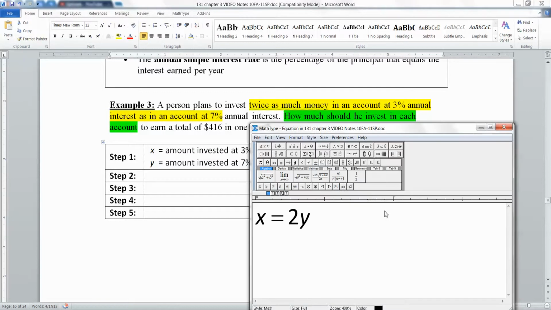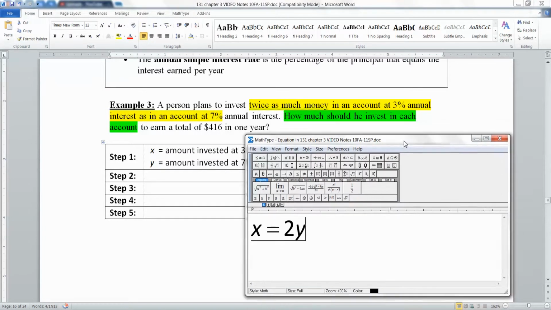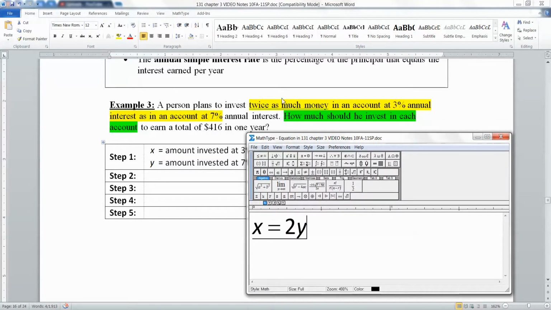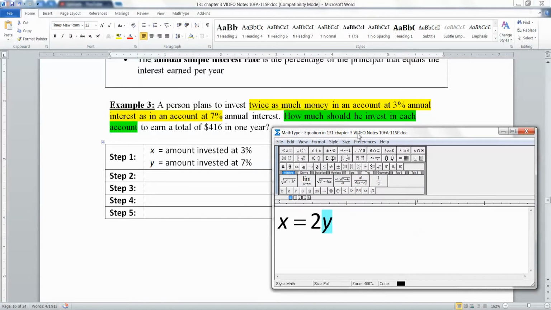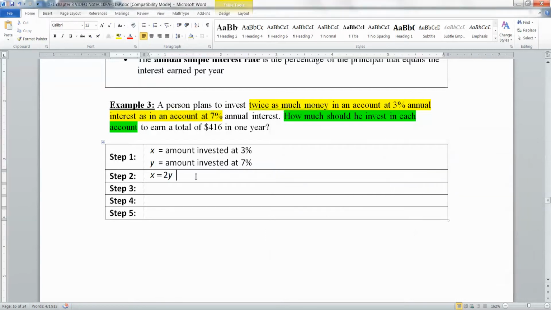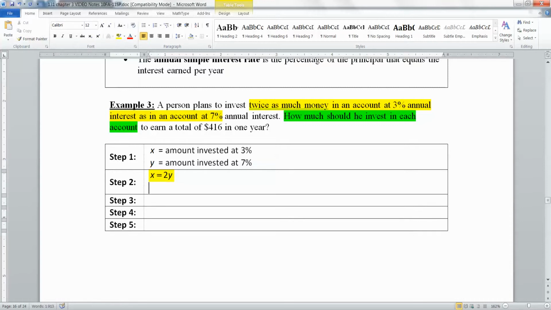Now, if you get confused, which it's easy to do on this problem, just think to yourself, okay, look, twice as much money in 3% as 7%. So if I was going to invest $100 in 7%, then it should be $200 in the 3%, right? So if you put $100 in here for Y, which is the 7% amount, do you get $200 for X? Yes. Okay, so you can double check yourself with some simple numbers, see if it works out. And it does. So there's that equation. Okay, then you need one more.